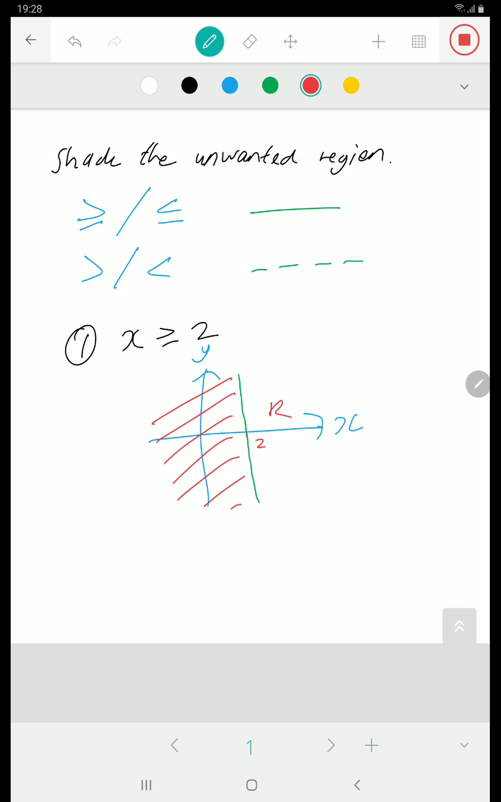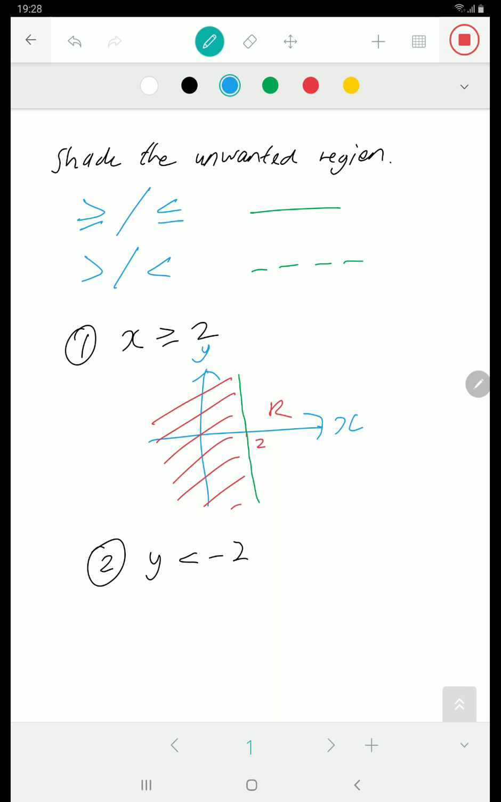Next, number 2. If let's say the question asks you to shade the unwanted region for y less than -2. So how do I draw? The same thing. X-axis, y-axis, and then y equals -2. I mark a -2 here. Then I should draw what now? Dotted line or straight line? Less than, look here, is a dotted line. So I draw dotted line.